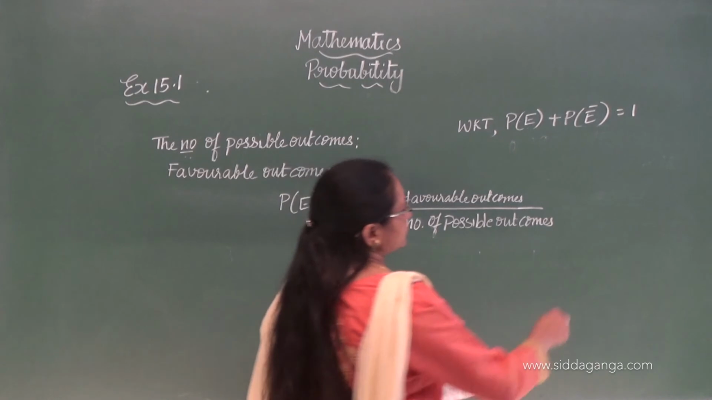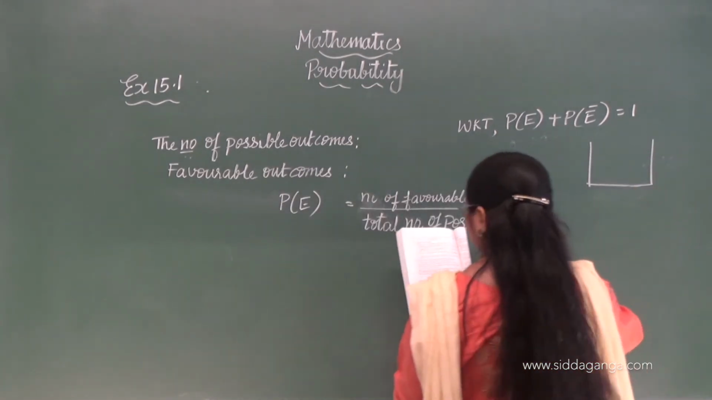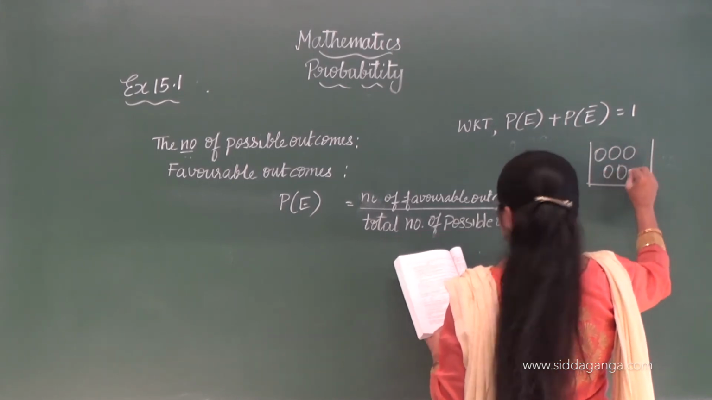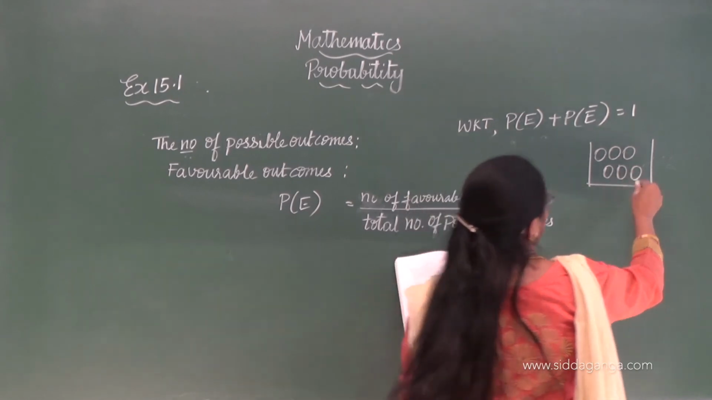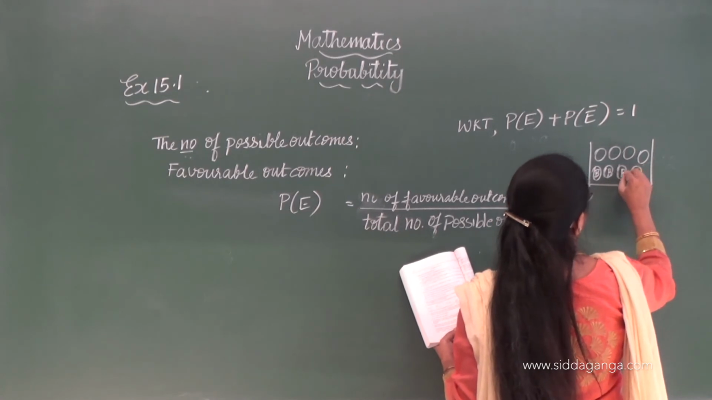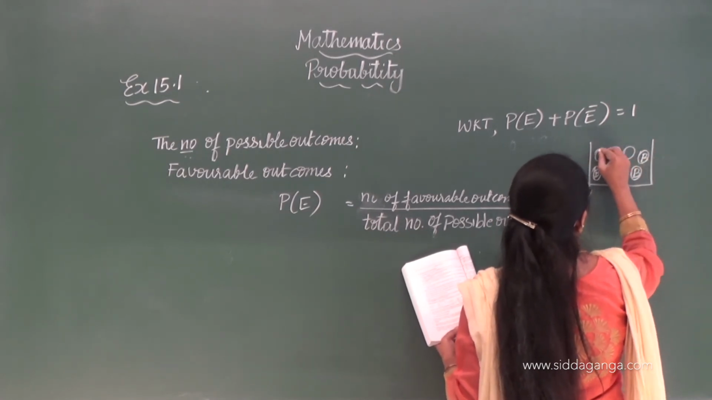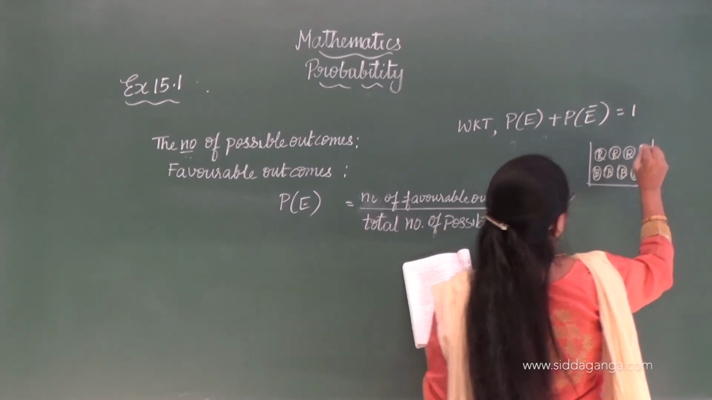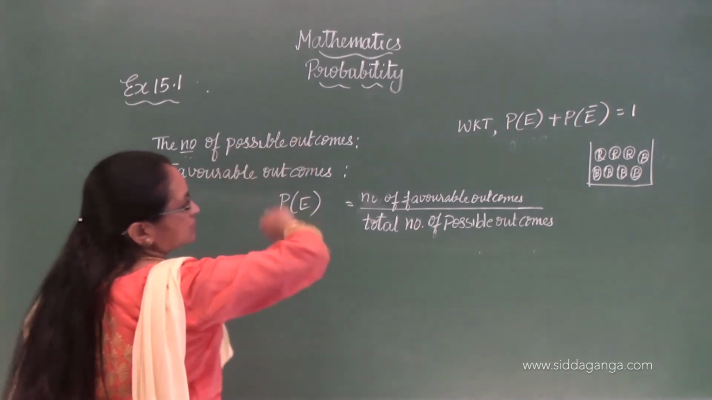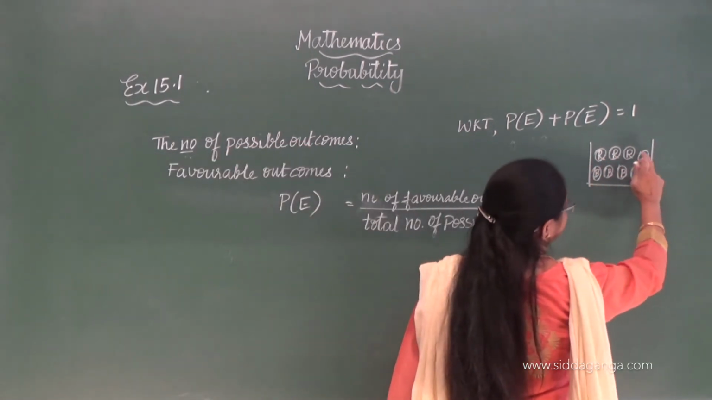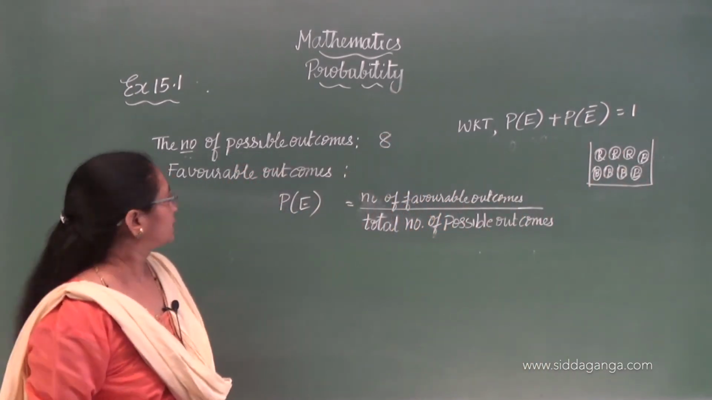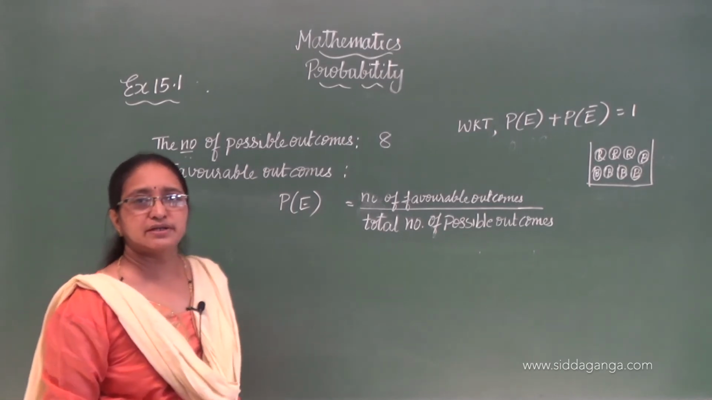So in a bag we have 3 red balls and 5 black balls. Okay. So definitely the number of possible outcomes, how many? So total 1, 2, 3, 4, 5, 6, 7, 8. So total is 8.